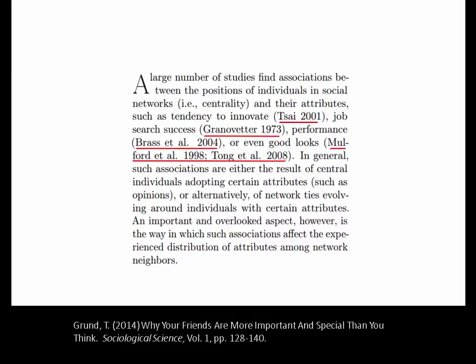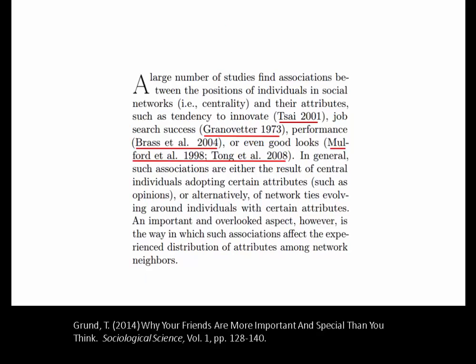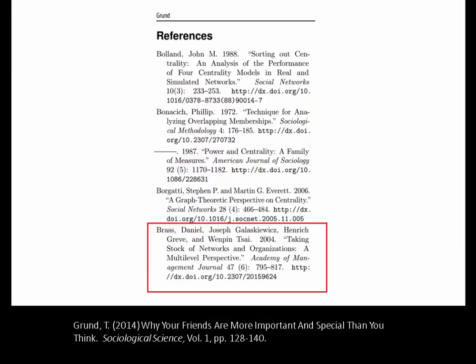So these are in-text citations. I'm referring to their work. And this is how it looks at the end of this journal article, if you scroll to the very end. When I read a journal article, I equally read the bibliography. For me, this is as important as the rest of the paper, to see what other things people wrote about, who the people are that wrote about that, and where it got published. So here, for example, I have the reference Brass et al. 2004. And here in detail, Brass et al. stands for Daniel Brass, Joseph Galaskiewicz, Henrich Greve, and Wenpin Tsai, 2004.